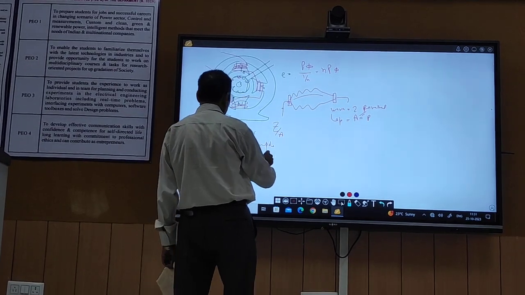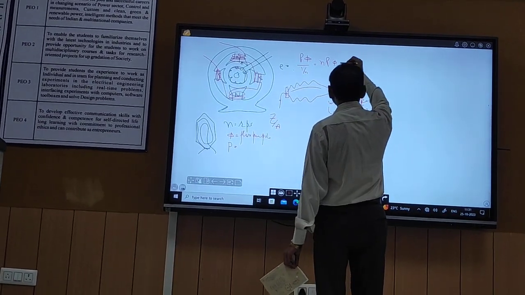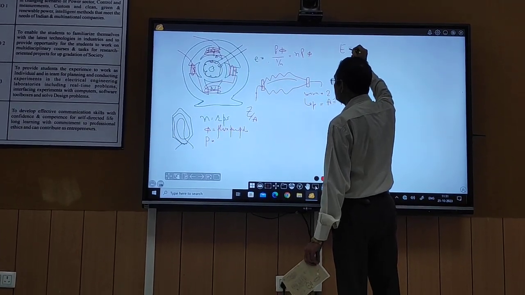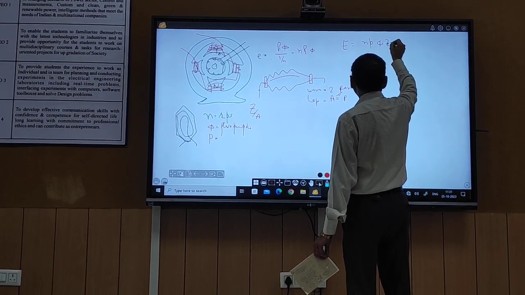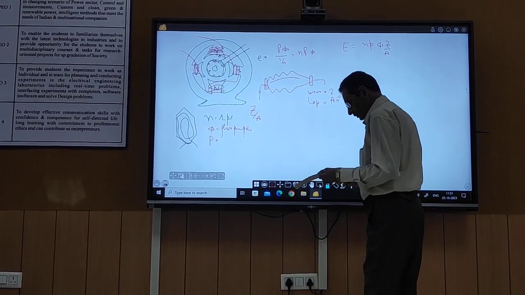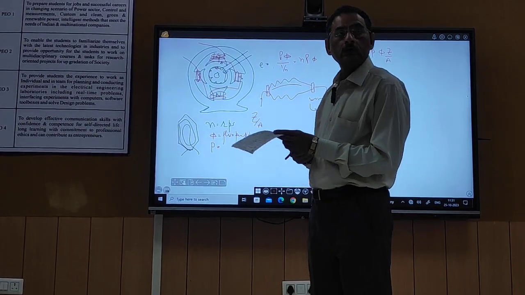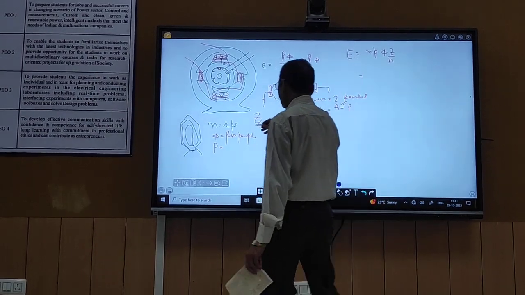So total voltage produced from here to here, this E, will be equal to the voltage per conductor times the number of conductors. Now total voltage will be equal to n P phi Z by A. Is this point clear or not? ठीक है?